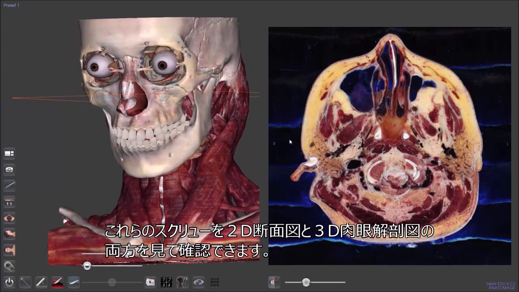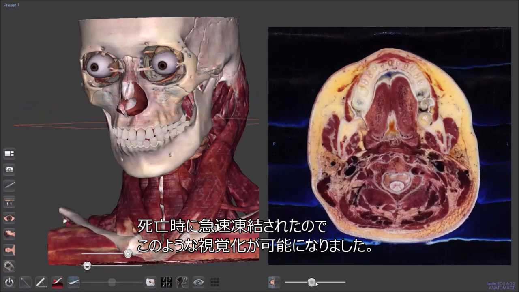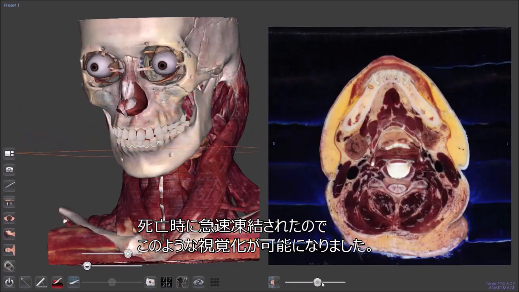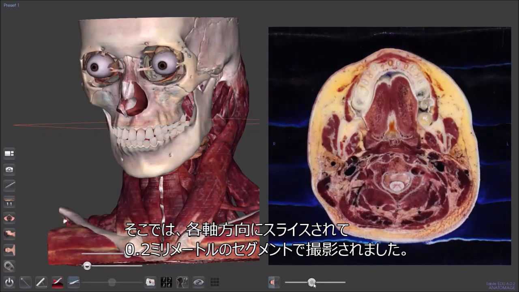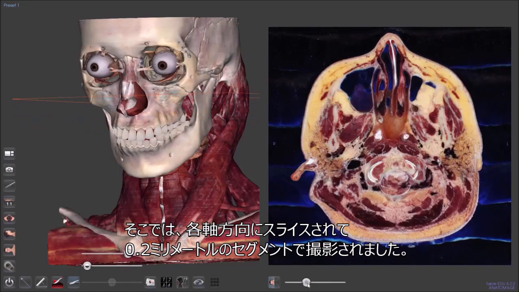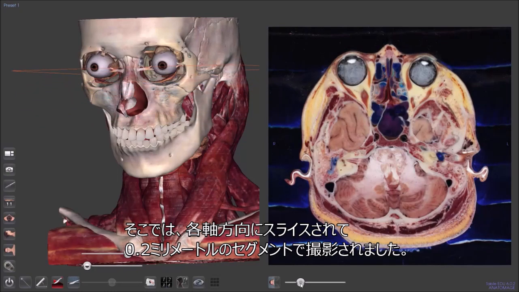We can get this kind of visualization since all of our cadavers were flash frozen at the time of death, where they were sliced axially in 0.2 millimeter segments. At each slice, a photograph was taken. We then stacked and segmented these photographs to create a fully interactive, highly detailed 3D cadaver.